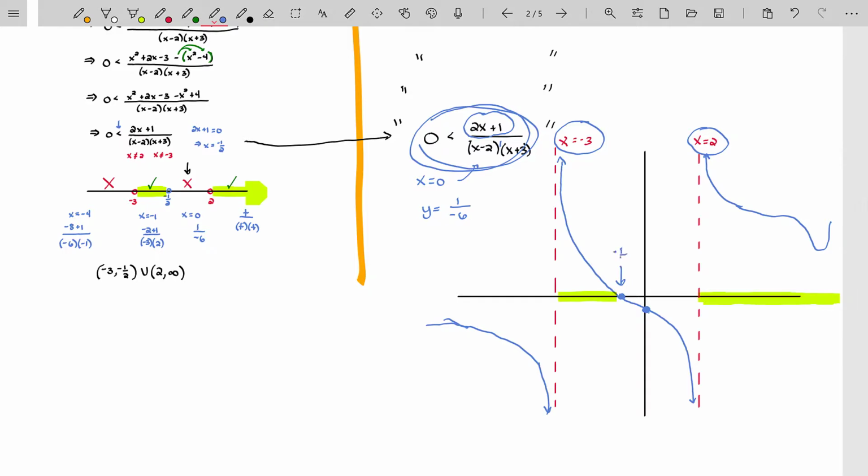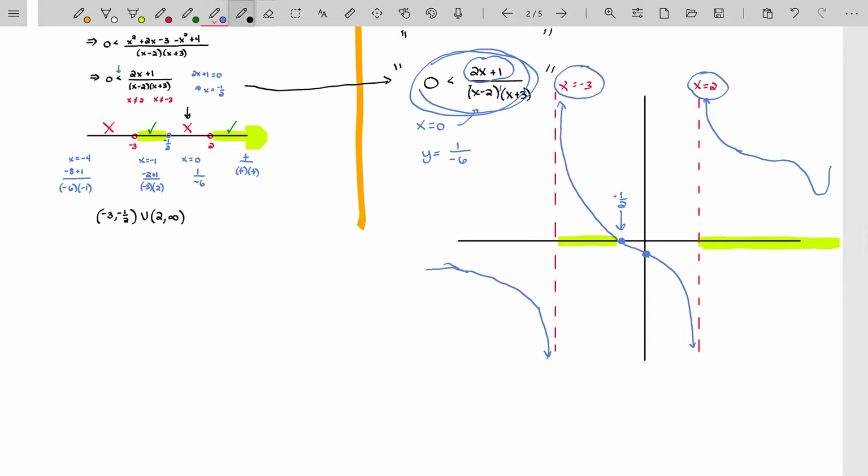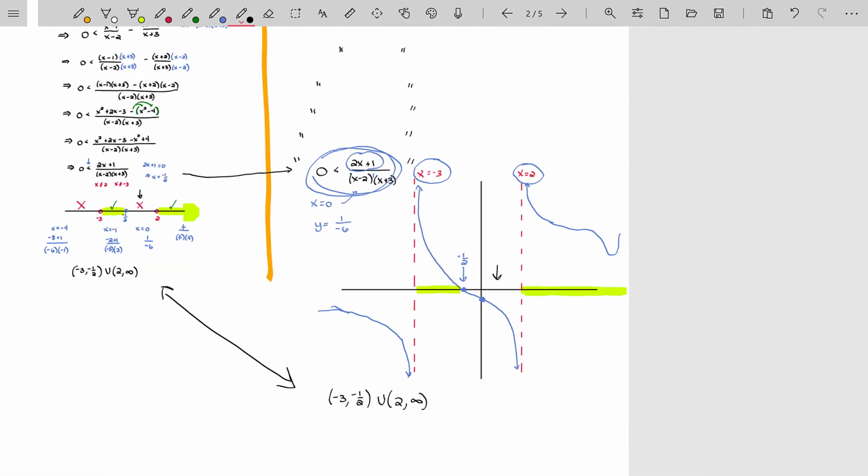which is -1/2. So looking at that, I could tell that our solutions will be x values between -3 and -1/2, and then hop over this area where our curve is below the x-axis and start back up at x equals 2, not including it, and going on to infinity. Notice these two solutions are identical. This idea of using the graph of a rational function to solve a rational inequality is very, very powerful.